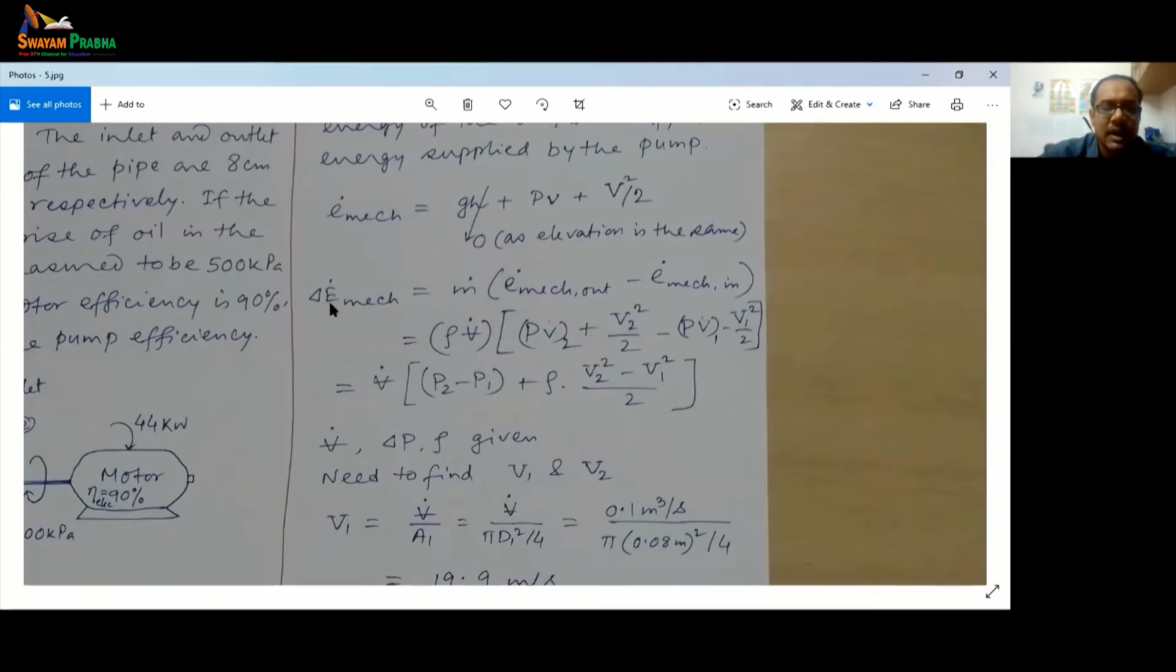So this delta capital E mechanical dot, that means the small e mechanical difference, that means the outlet condition energy minus the inlet condition energy, multiplied by the mass flow rate, that will give you the total mechanical energy change for the flow. Clear? So mass flow rate into small e mech out minus small e mech in.